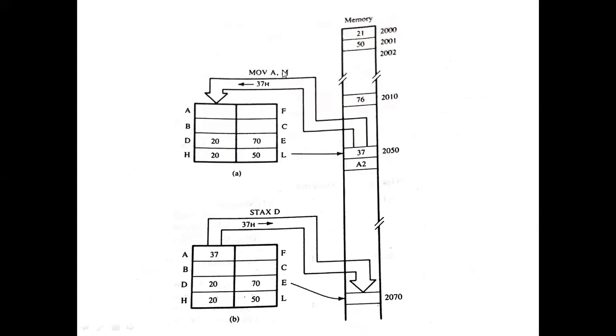अब हमने क्या किया? मूव AM. तो 2050 पे जो कंटेंट है 37, ये कहाँ आ गया? एक्यूमुलेटर में आ गया. उसके बाद हम कह रहे हैं STXD. तो STXD जब कर रहे हैं तो D पेयर में है 2070. तो ये जो एक्यूमुलेटर का कंटेंट है 37, ये 2070 पे कॉपी हो जाएगा. यानी 2050 से आपने पढ़ करके एक्यूमुलेटर में डाला और एक्यूमुलेटर से आपने 2070 पे कॉपी कर दी. सो इन दिस वे, this is the illustration by showing the figure that how the data is being read from the source and how it is being stored at the destination.